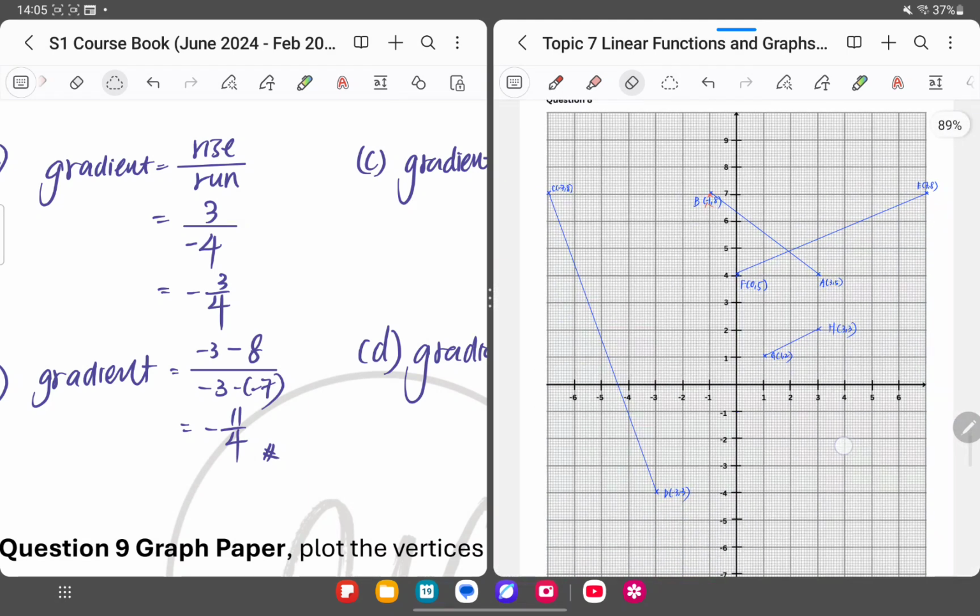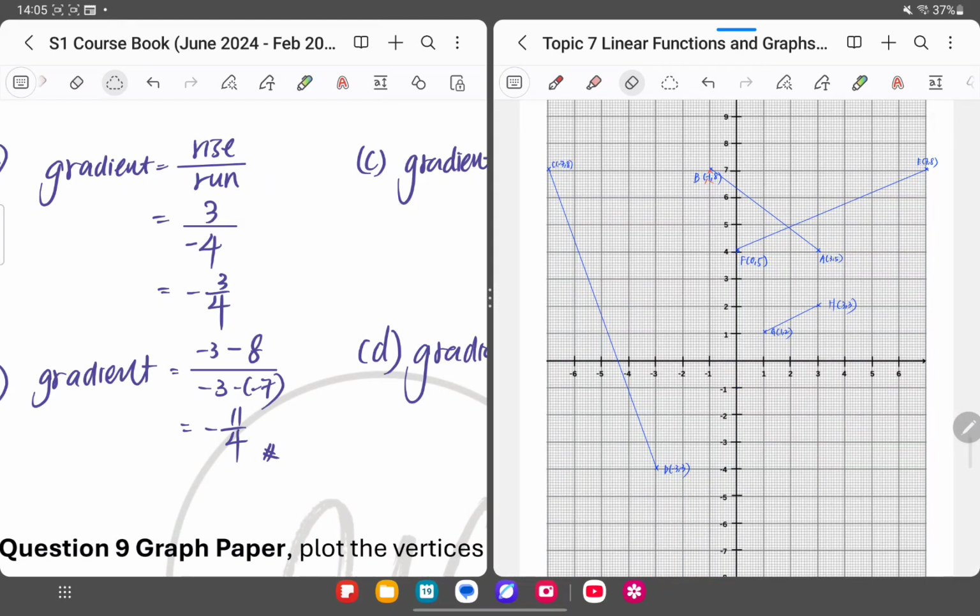Okay, so you can check your line supposed to be like this. You just have to put in 2 coordinates, draw a line. And then we want you to find the gradient.